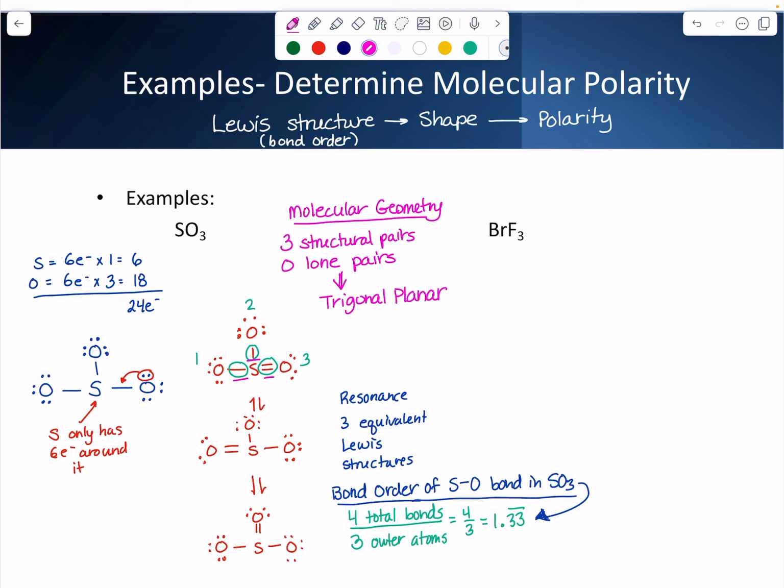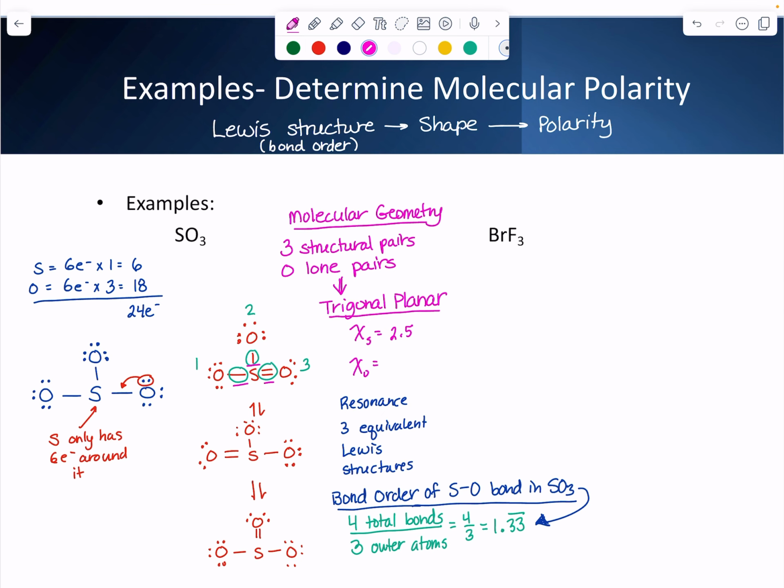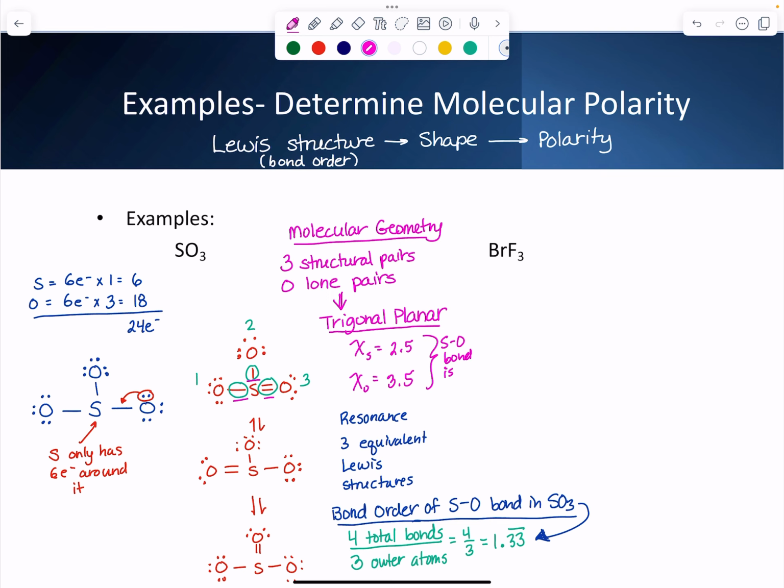Okay, so we have trigonal planar geometry, and we have SO bonds. Let's look at the electronegativity values for sulfur and for oxygen. For sulfur, it's 2.5, and for oxygen, it's 3.5. So the SO bond is polar. Now, is the molecule polar?